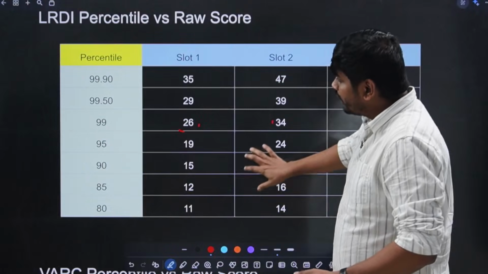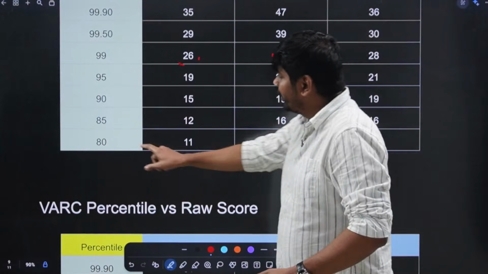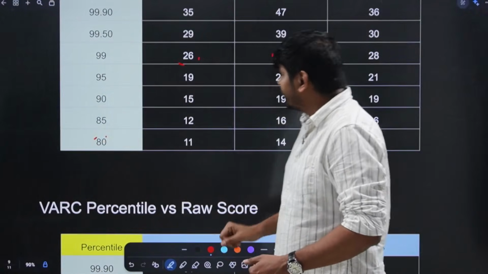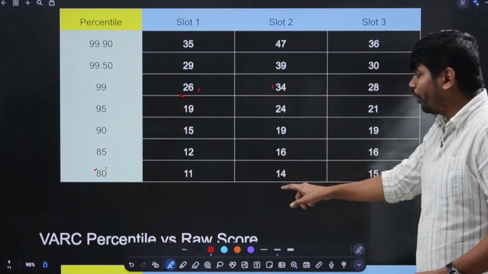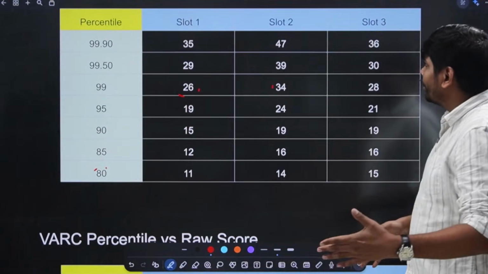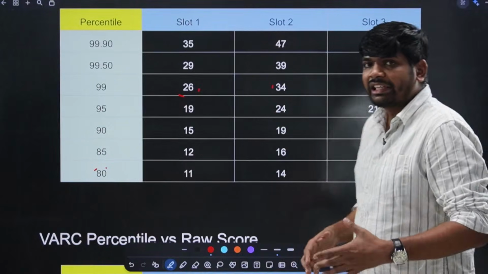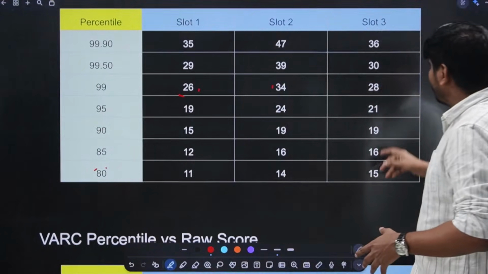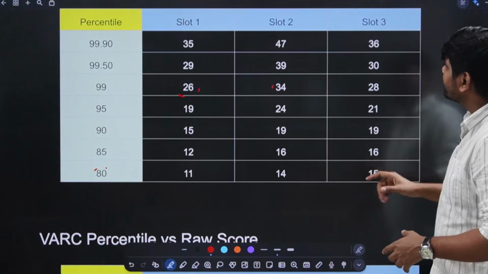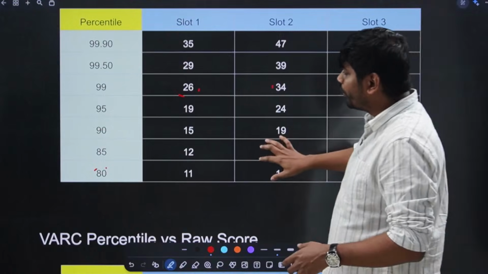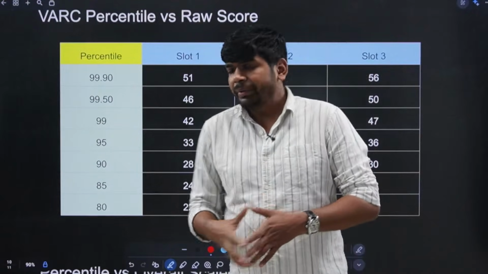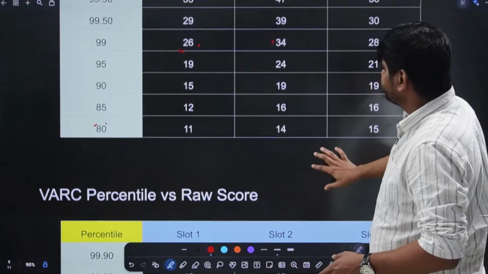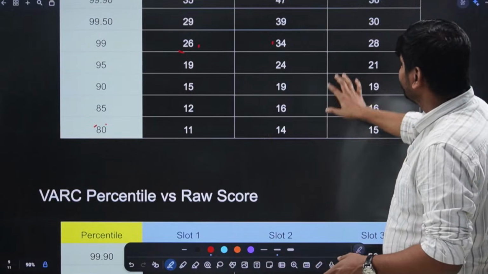If we go to the lower percentiles, if the percentile is 80, you need 11 marks in LRDI, whereas you need 14 marks in slot 2 to get 80 percentile. And this number is 15 marks in slot 3. So overall, you see that slot 2 people have done exceptionally well as compared to slot 1 and slot 3.